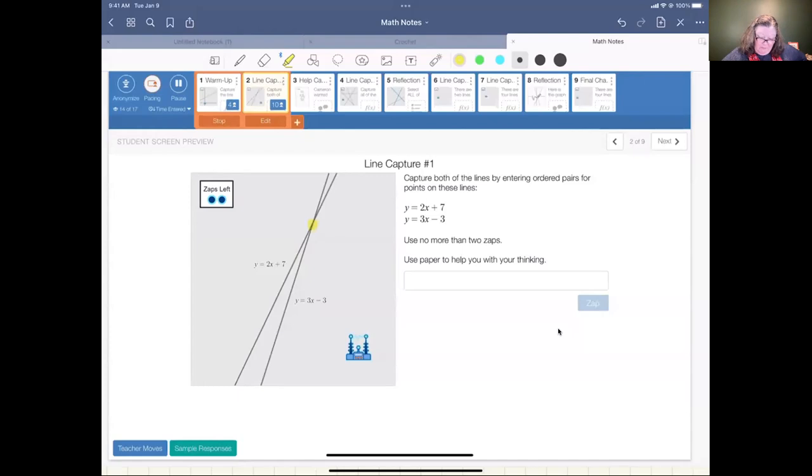We know we want this point right here, but we can't tell what it is just by looking at the graph. So what we're going to want to do is use the equations. And we again have a situation where y is equal to one thing and y is also equal to the other thing. That means I can put those two equal to each other and find out what the x value is. So if you could write that down with me, please.